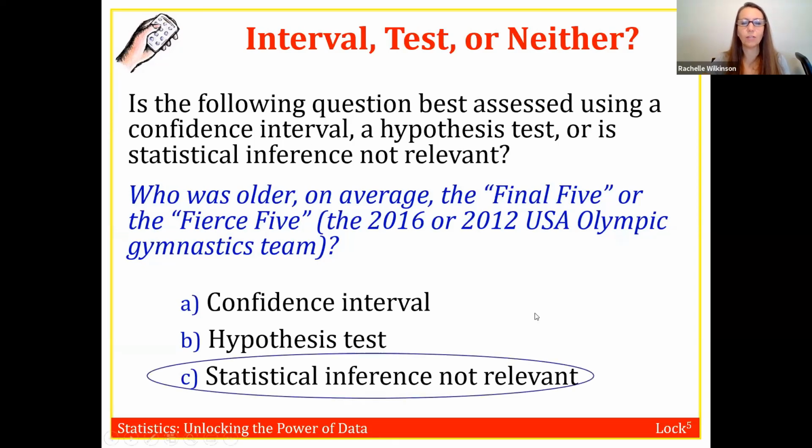All right, yeah, on this one, inference is not relevant because we're looking at 5 people, the Final Five and the Fierce Five. If I got on the internet, I could probably easily figure out the ages of the Final Five and the Fierce Five, and then I would know who was older on average. I wouldn't be wanting to take a sample of some of the Final Five and another sample of the Fierce Five, because that would be ridiculous, because I could just easily find the answer just by Googling it. So if the population data is easy to obtain, then we don't need to do statistical inference.